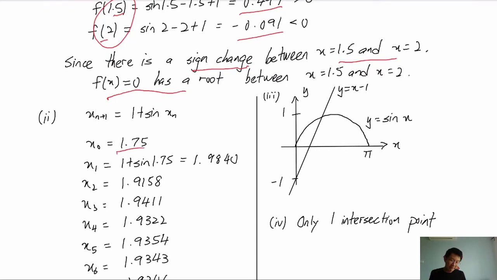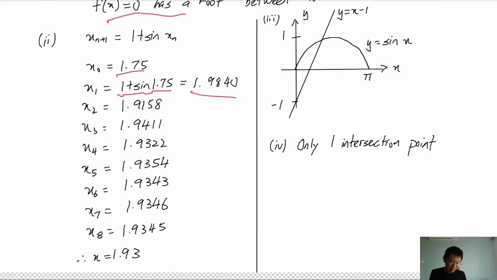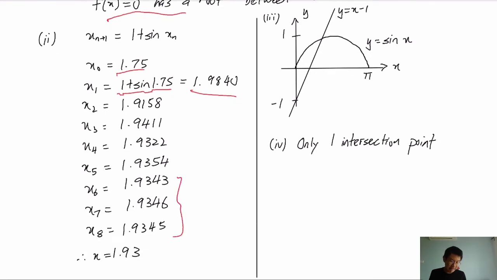Okay, so for the first value, always remember we need to show how we get the first value by substituting the initial value into the iterative formula. So we get this, and the answer we need to give is in 2 decimal places. The iterative formula we give to 4 decimal places. Continuing the working from there, from the last few calculations we can see that the value, when we round off to 2 decimal places, will be 1.93. So that will be for our part 2.